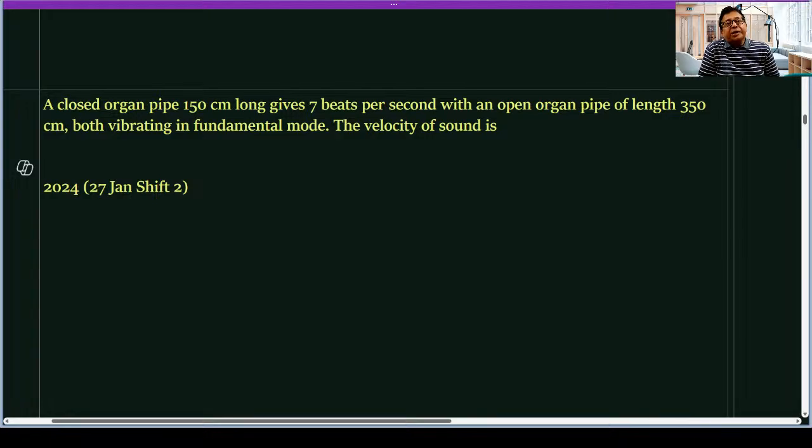Just read the question, I'll do it. Closed organ pipe 150 centimeter long gives 7 beats per second with an open organ pipe of length 350 centimeter. Both vibrating in fundamental mode. The velocity of sound is how much? Try once.